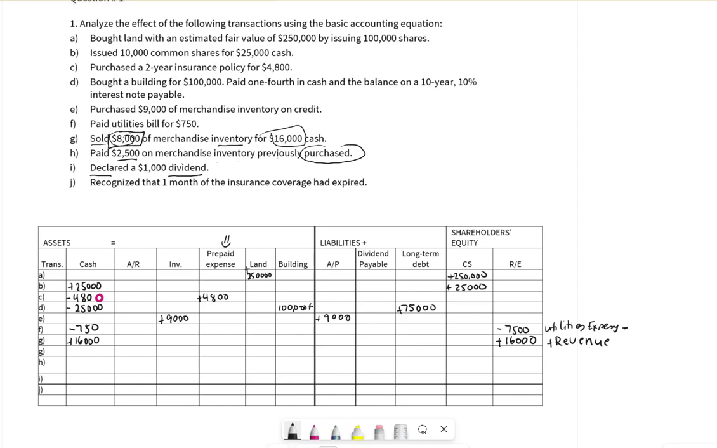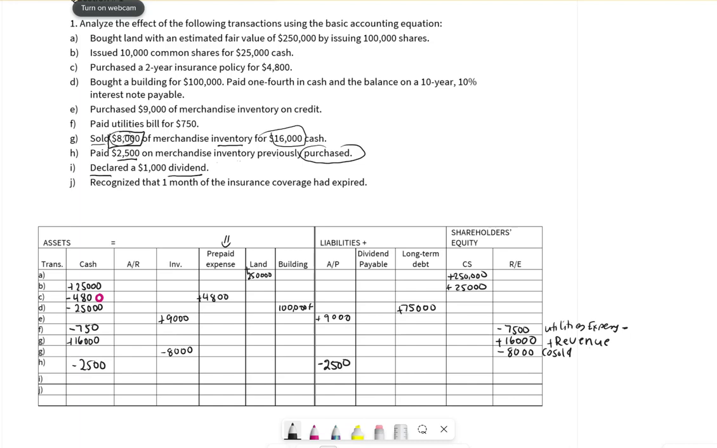So what you're going to do is your inventory will go out by 8,000, and we have a cost of goods sold, and that will be a negative of 8,000. So this will be cost of goods sold. So in this you have two transactions. One is you're selling it for 16,000, but it costs you $8,000. So my next one was we paid, and that was 2,500 here and 2,500 here.